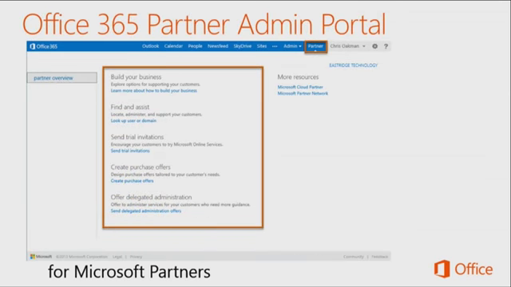Once you're signed up and you're in, you will get a new tab at the top of the admin portal that says Partner. In there, we have things like build your business, find and assist, send trial invitations, create purchase offers, offer delegated administration. So these are all the things that you can do as a partner once you're approved and have this ability.